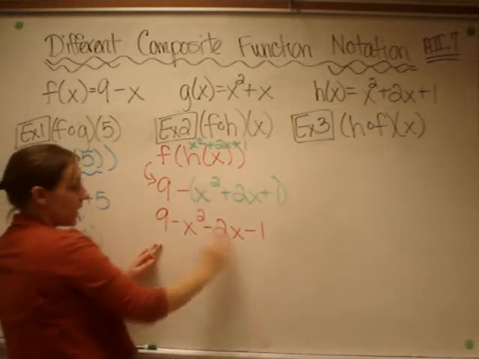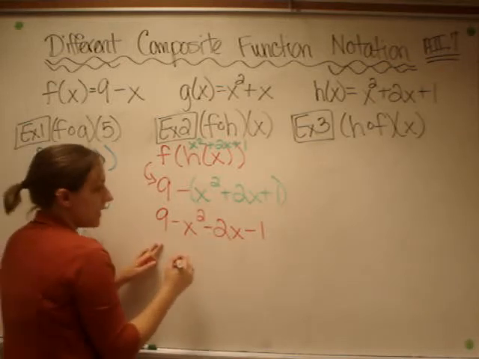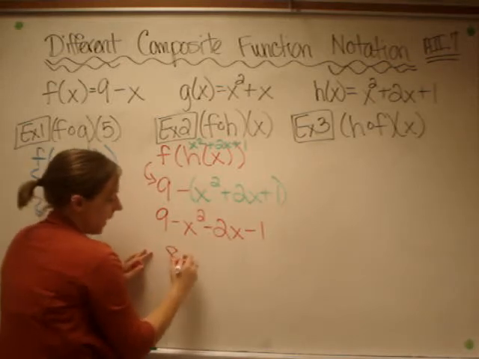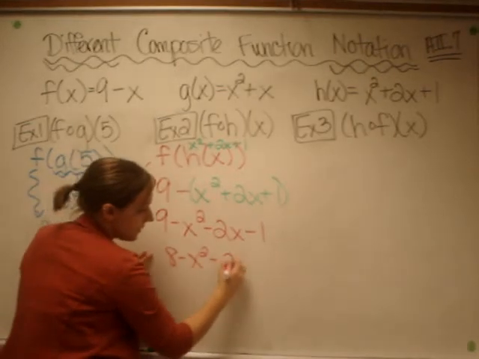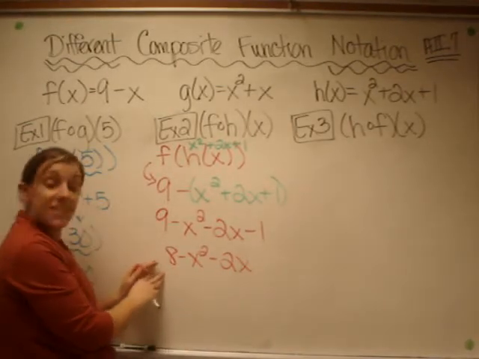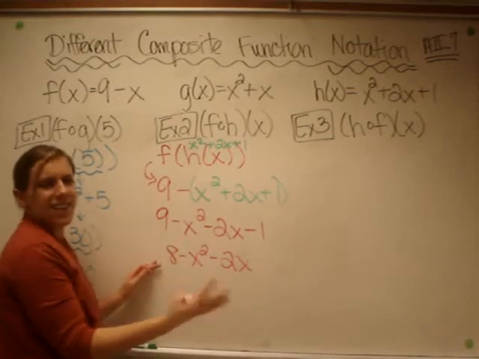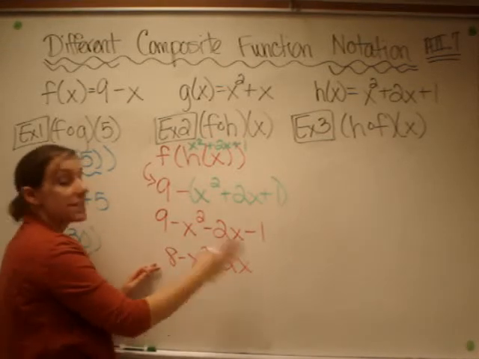And then we look for our like terms. 9 minus 1 is 8. So 8 minus x squared minus 2x. That is the final answer. It's not in descending order, but it is simplified.